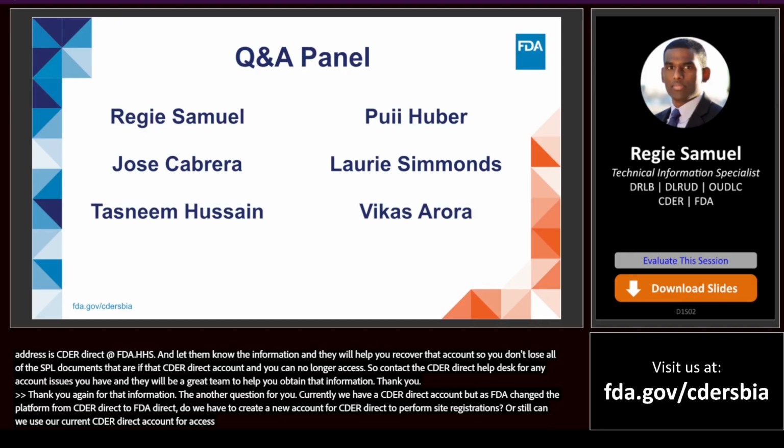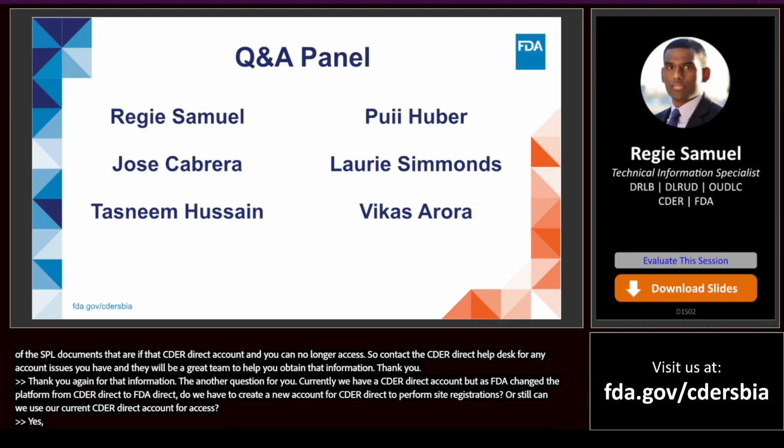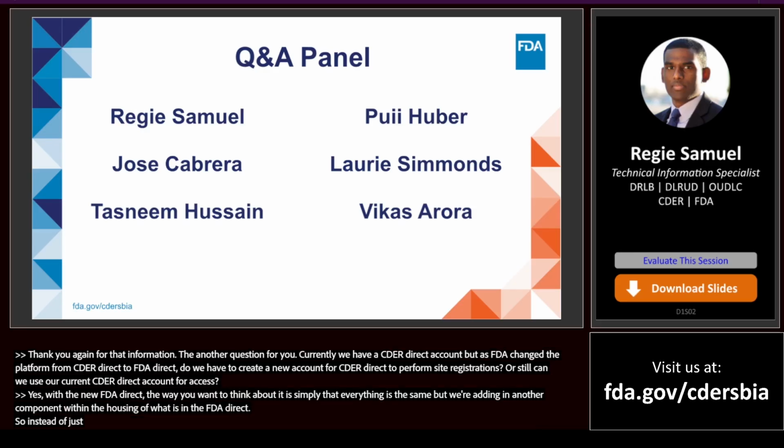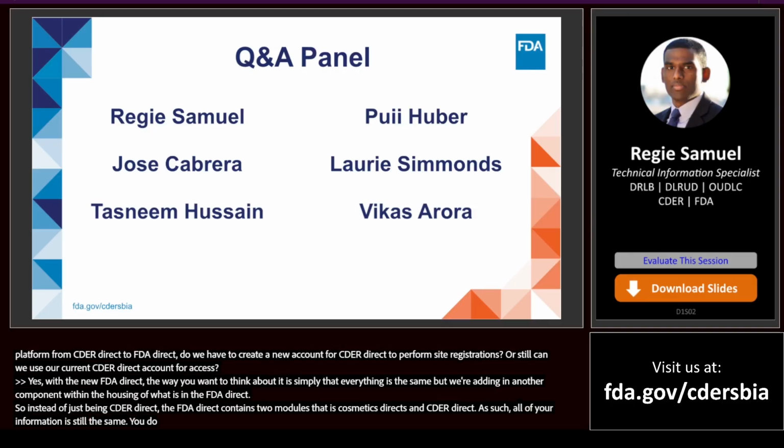Yes, with the new FDA Direct, the way you want to think about it is simply that everything is the same, but we're adding another component within the housing of what's in FDA Direct. So instead of just it being CDER Direct, FDA Direct contains two modules, that is Cosmetics Direct and CDER Direct. As such, all of your information is still the same. You don't need to create a new, quote unquote, FDA Direct account. Your CDER Direct account will still work, your credentials will still work, and all your information will still be there.